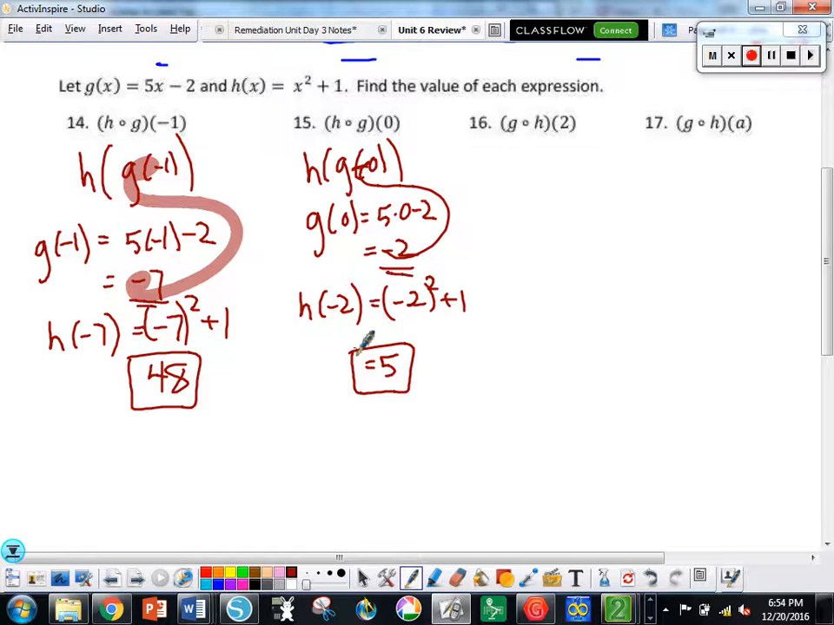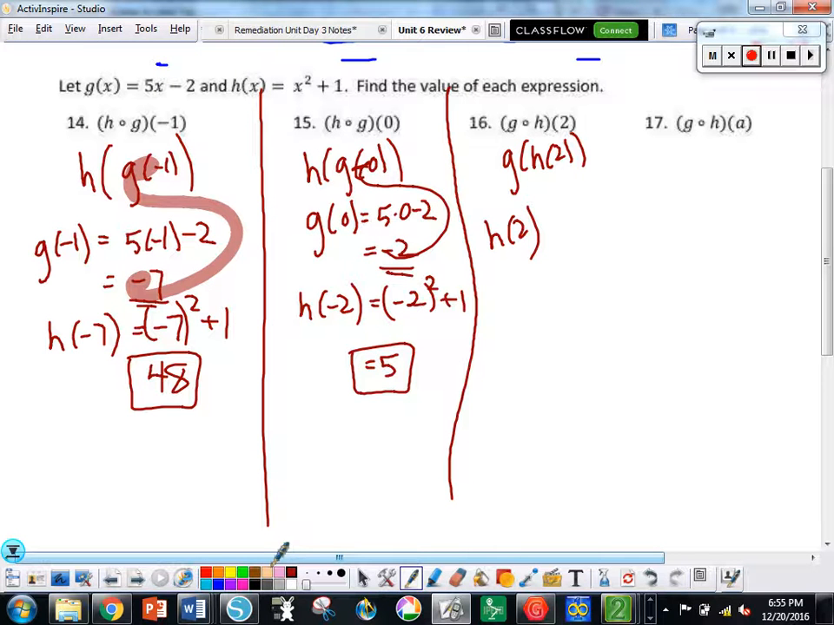Number 16, g of h of 2. Find h of 2 first. Sorry, sometimes when I'm finished, I think that I have just a bunch of math vomit on the board. Kind of looks that way, I'm sorry. H of 2 is 2 squared plus 1, which is 5. Now we're going to take that h of 2 and plug it into the g function. So 5 times 5 minus 2. 25 minus 2 is 23.